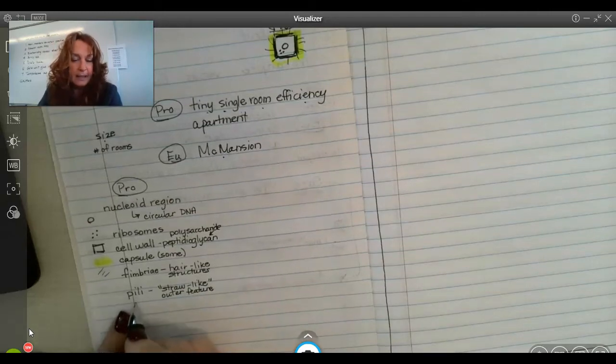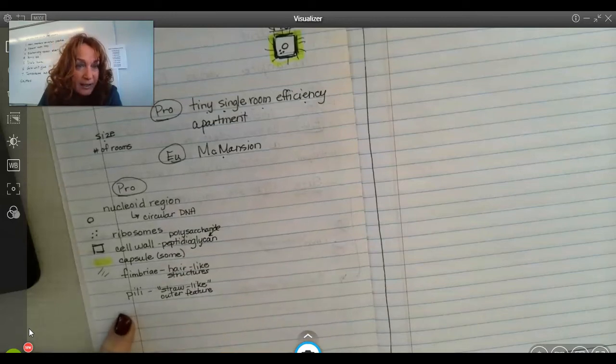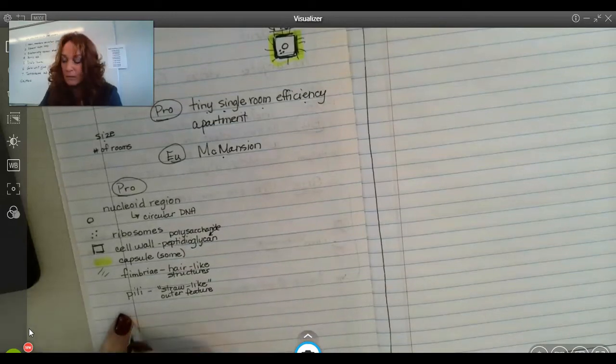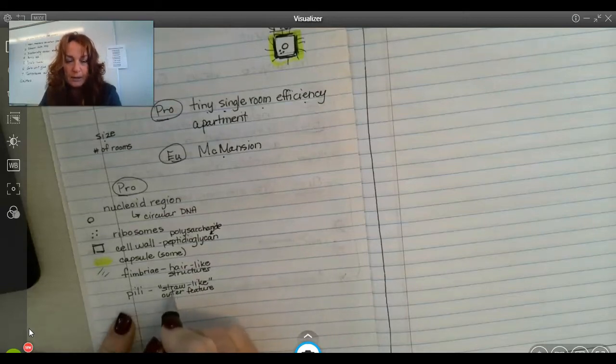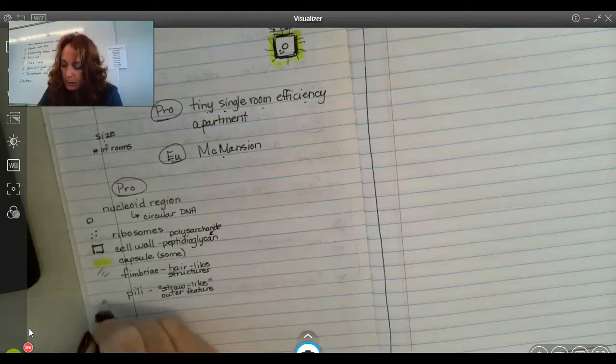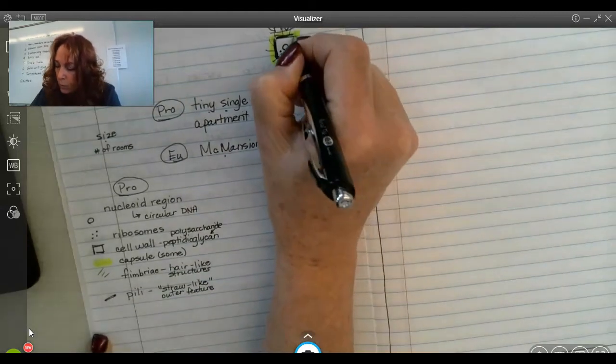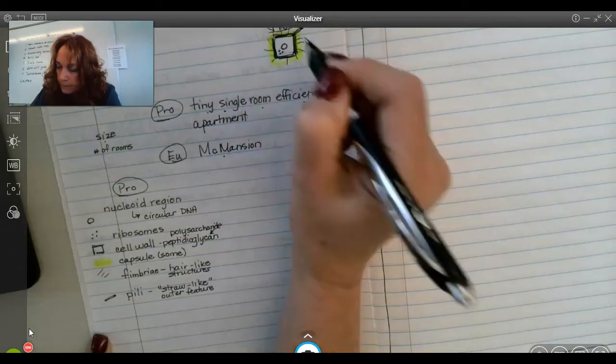But they'll send, I'll bet you didn't know bacteria had sex. They do. They'll send DNA through this straw-like feature and share it with each other. So we'll draw that. So we'll put one right there.